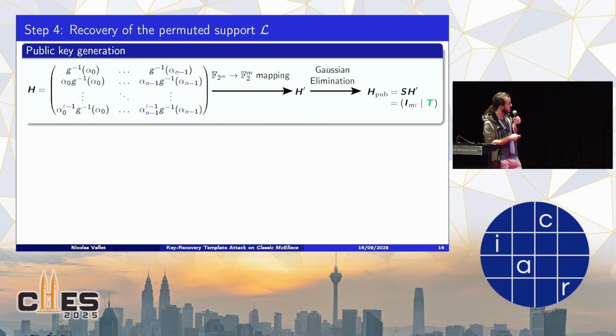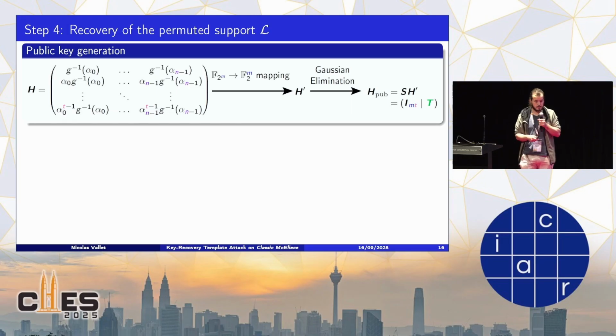So the public key generation is made by computing a matrix H using G and the elements alpha of L. So here again, what we can see is that each column of H corresponds to the successive powers of one particular alpha, and the order of the alphas in H is the same as the order in L. And so once H is computed, it is transformed into a binary matrix H prime by mapping every coefficient of H, which are elements of F of 2 to the power of m, into m binary elements. And so we get the binary matrix H prime.